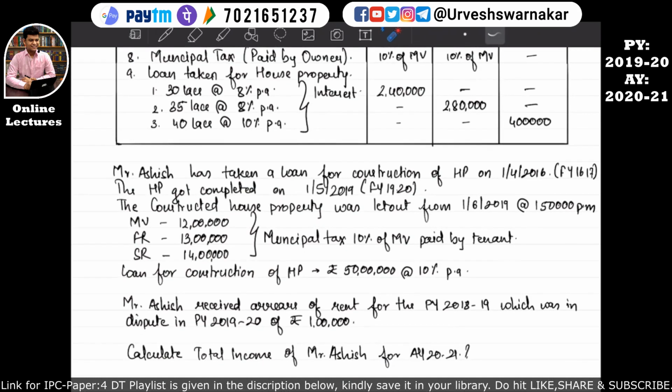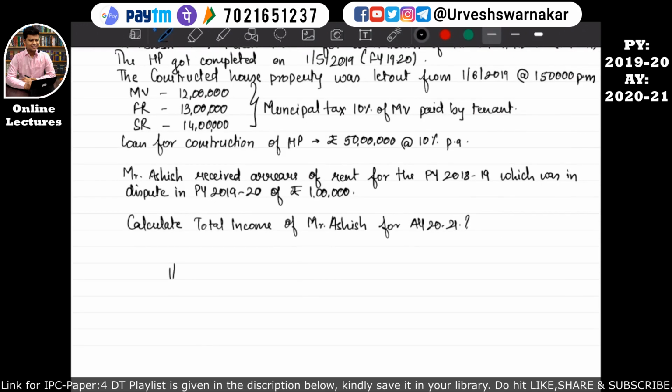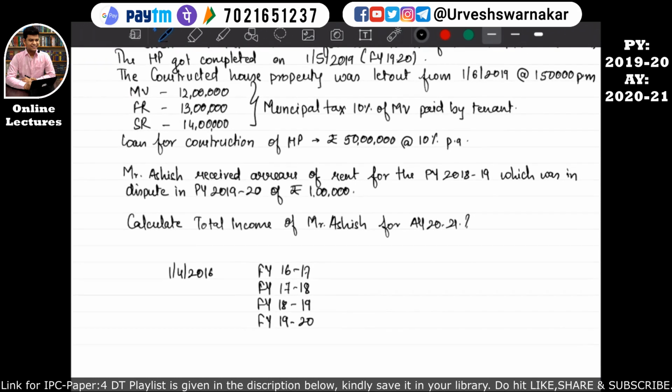Okay, the question says that Mr. Ashish has taken a loan for construction of the house property on 1st April 2016. That means the loan was taken on 1st April 2016 and the house property got completed in the financial year 1920. So we will write here financial year 1920, financial year 1819, financial year 1718, financial year 1617. So basically the loan was taken in the financial year 1617. Okay, and the house property got completed on 1st May 2019. I hope this is quite clear.